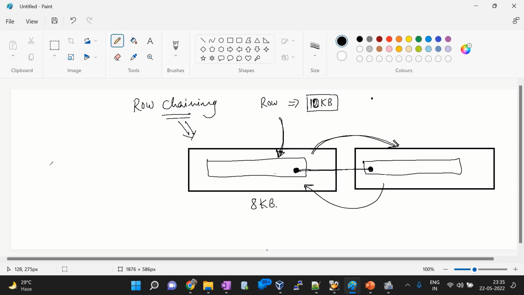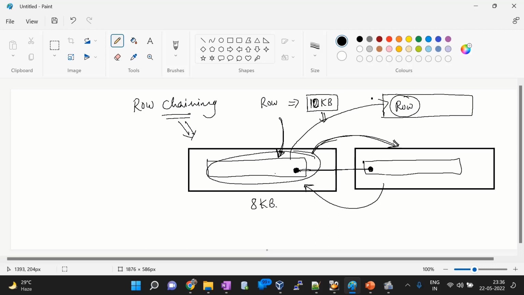And similarly, in row migration, what happens? The entire row which is not able to fit after the update will move to a different block. That means only one block is required to store one specific row's information. But in the other scenario, if the block is too small to fit the row size, then we have to chain it to store it in pieces. Two, three, four or five blocks may be required to store a single row. So this is the concept of row chaining and row migration.